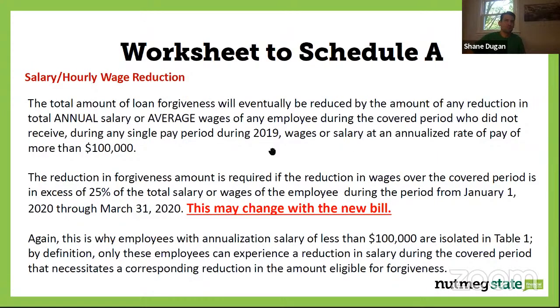All right. So again, if the full-time equivalent number ends up being lower in the back end of the equation, that will likely reduce your forgiveness part, okay? And basically, anybody who's over $100,000 is not affected by this. It only applies to those people who earn an annualized salary of $100,000 or less, okay?